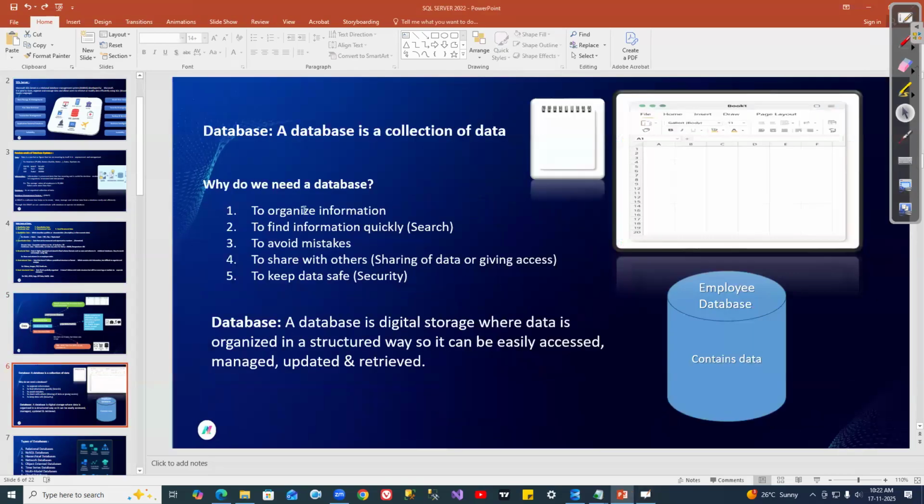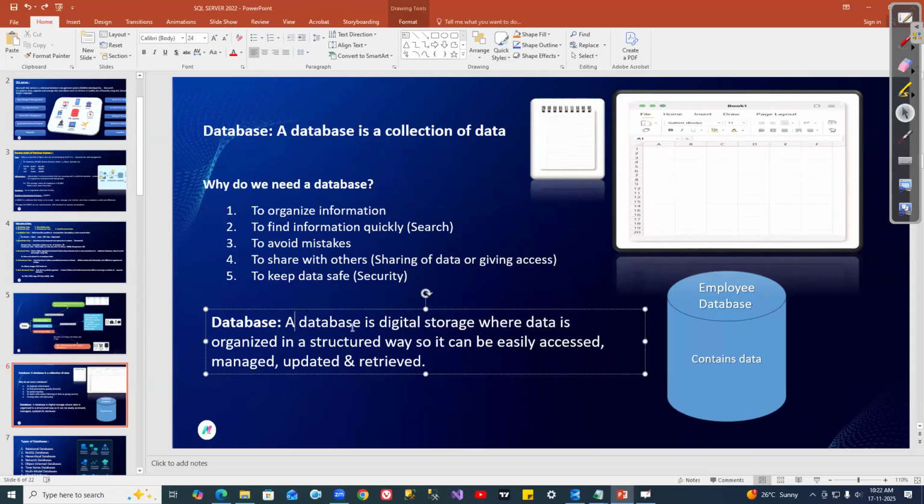Now the next thing is, what is a database? You know this. It is a collection of data. Why do we need a database? We need a database to organize information, to find information quickly, to avoid mistakes, to share with others, that means sharing of data or giving access, and to keep data safe.